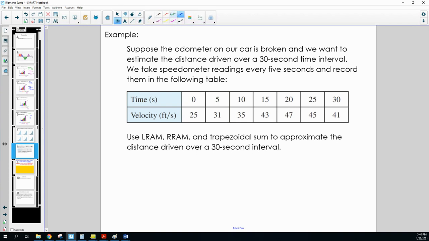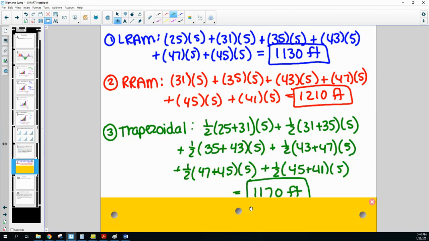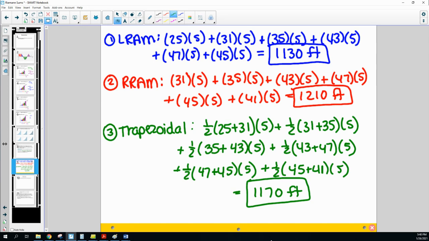So then for the trapezoidal, 25 and 31 are going to be the two bases. 31 and 45 is going to be your two bases. 35 and 43 are your two bases. Two bases, two bases, two bases. So if we see what that looks like written out. Okay, so we can see we have the 1/2 base 1 plus base 2 times the height, for each interval. So we put that all together and we get that approximation.